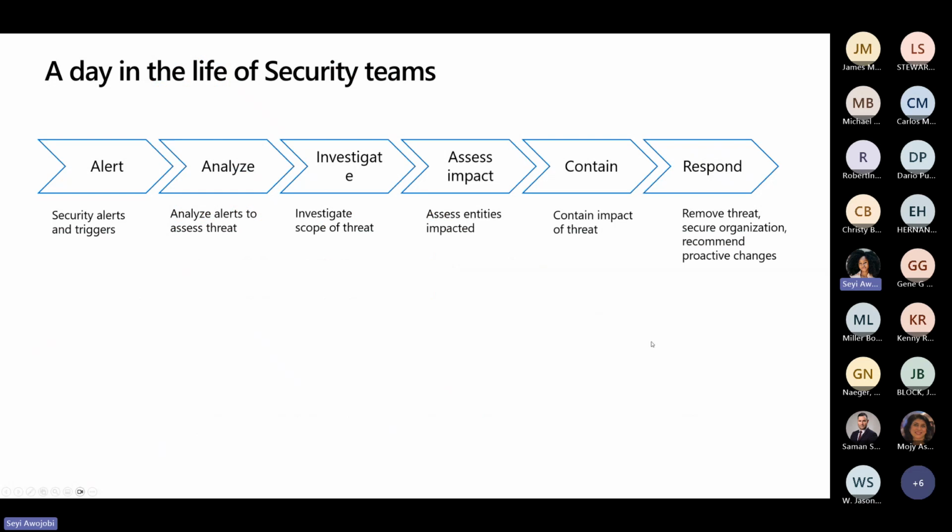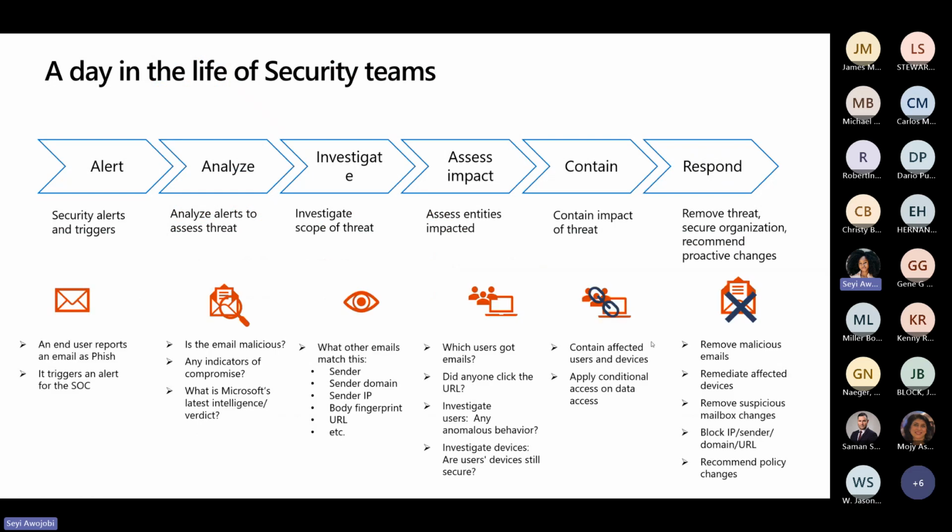Now, let's take a quick look at a day in the life of a security team. Then we'll transition into the demo tenant to show you how Defender for Office, or Microsoft 365 Defender, can help you through this. So typically, the security team would get an alert because probably an end user has reported an email as phishing, and it has then triggered an alert in the SOC tool.